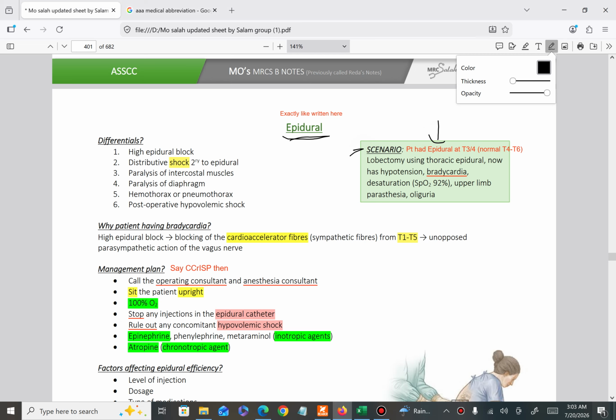anesthesia at T3 and T4, normal T4 and T6. Lobectomy using thoracic epidural. Okay, now has hypotension, bradycardia, desaturation, upper limb paresthesia, and oliguria. So, what is the differential in this scenario? The differential can be first high epidural block, distributive shock secondary to epidural, paralysis of intercostal muscles, paralysis of diaphragm, hemothorax or pneumothorax, post-operative hypovolemic shock.